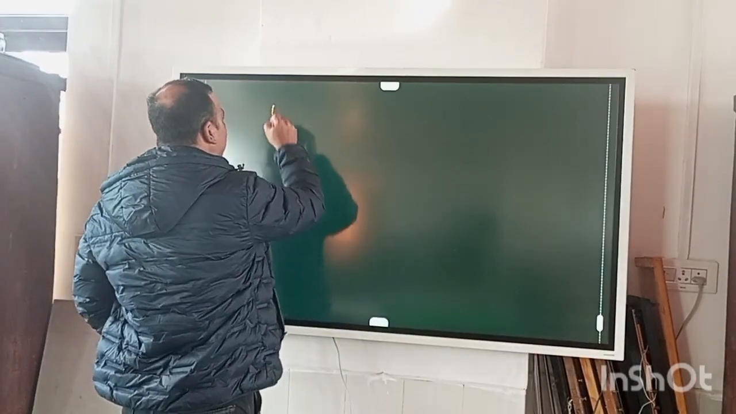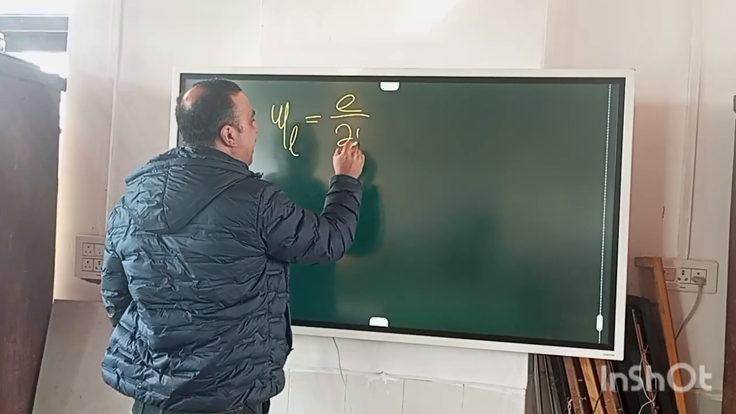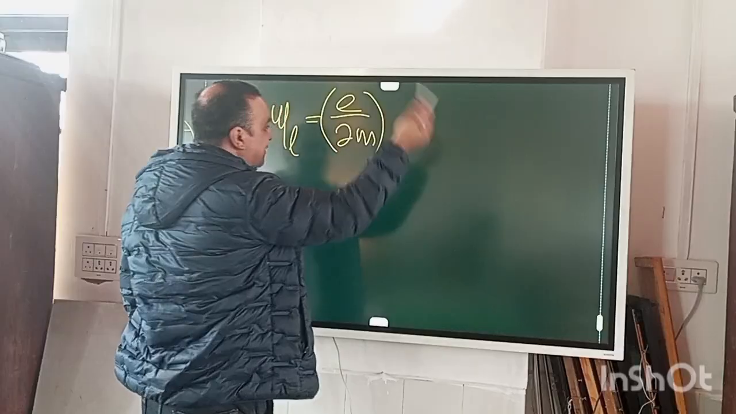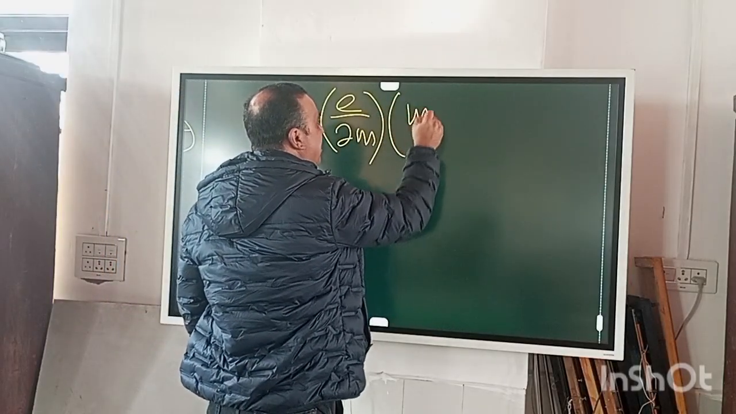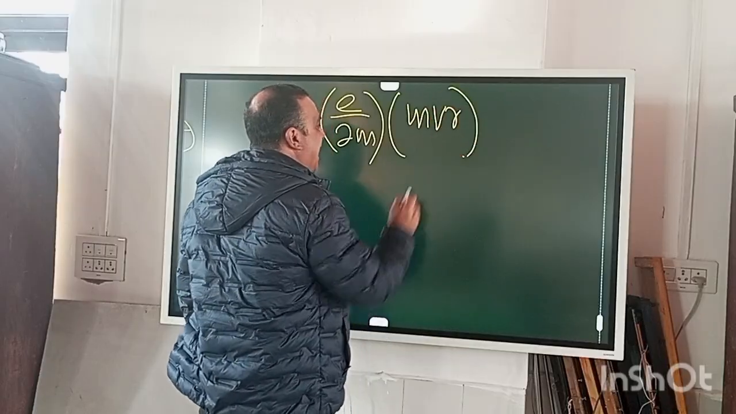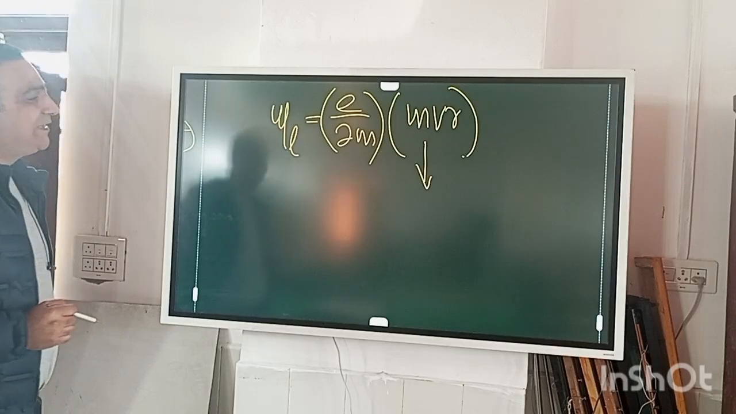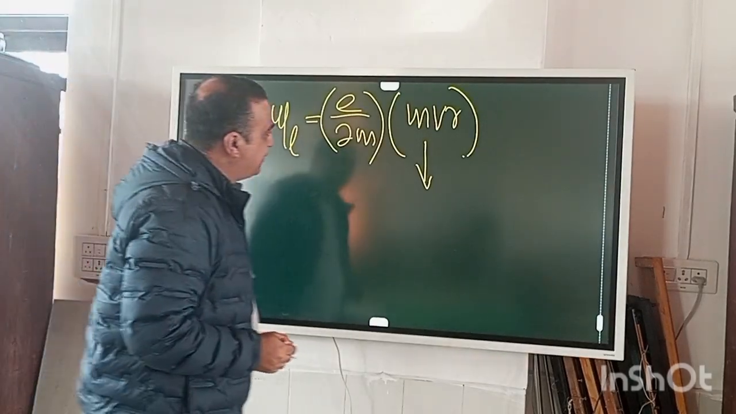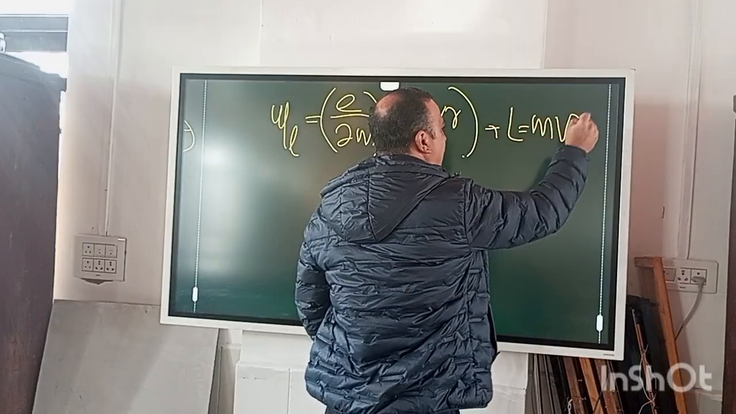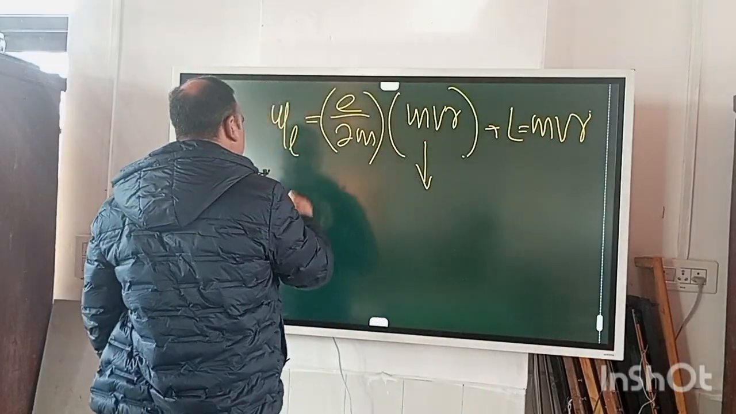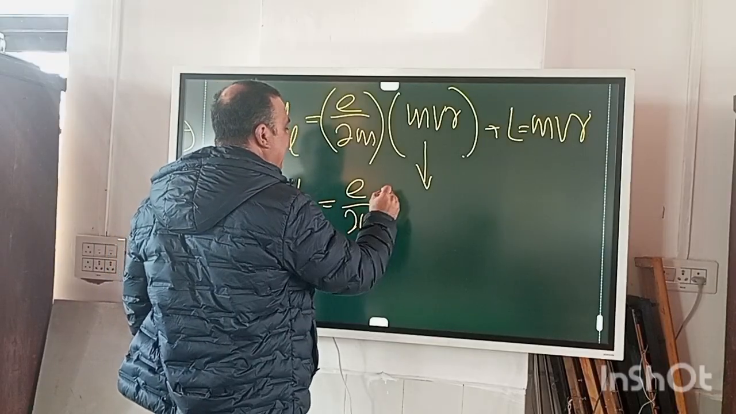We can further write this mu L as E by 2m, so I'm multiplying and dividing by the mass of the electron. So here I will have mvr, and this is something we have already written down. This is the orbital angular momentum of the electron. So this L is mv and r. So mu L is E by 2m times L.